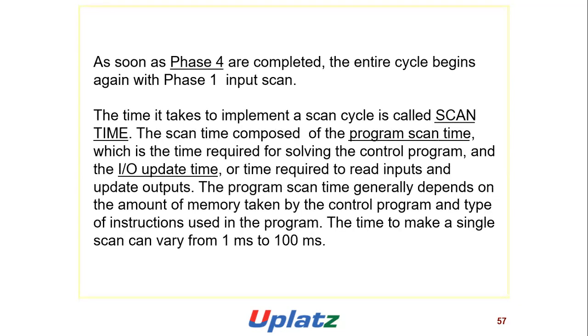The time it takes to implement a scan cycle is called scan time. The scan time is composed of the program scan time, which is the time required for solving the control program, and the I/O update time, or the time required to read inputs and update outputs. The program scan time generally depends on the amount of memory taken by the control program and the type of instructions used in the program. The time to make a single scan can vary from 1 millisecond to 100 milliseconds.